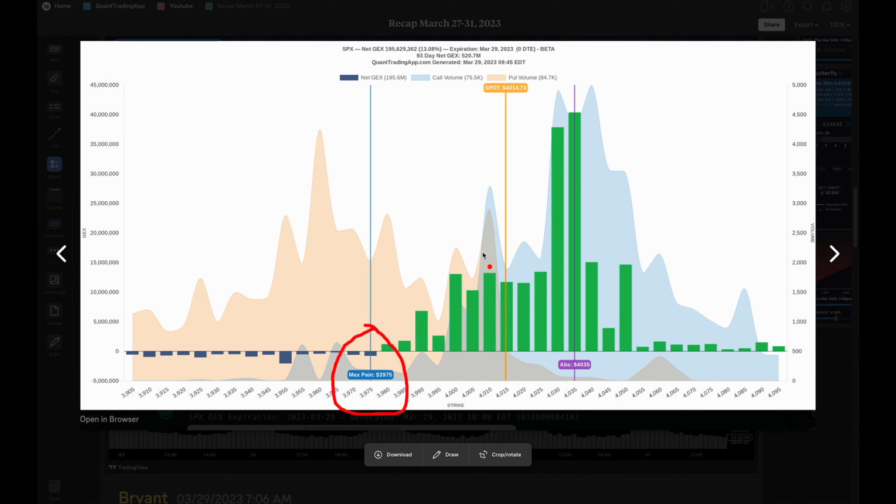So the combination of knowing that we're in a positive GEX environment, there's a couple of really high positive gamma strikes with the absolute GEX being up there, the thought process is that's probably going to act as a magnet, and price is probably going to want to go towards those strike prices.